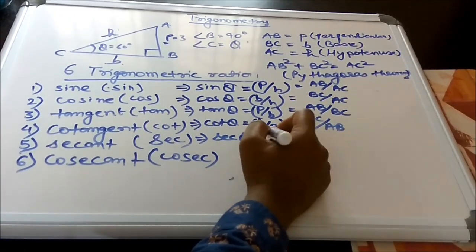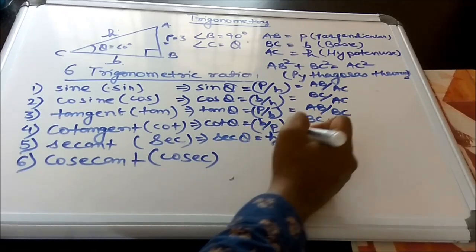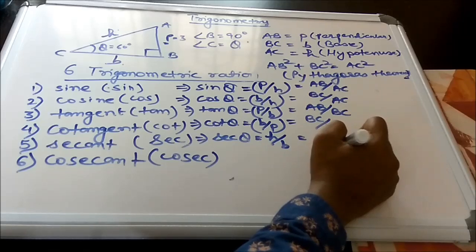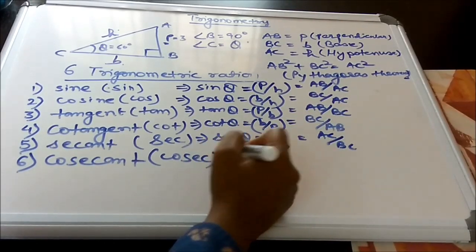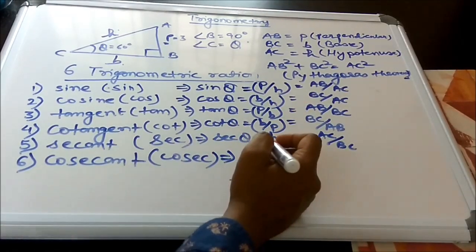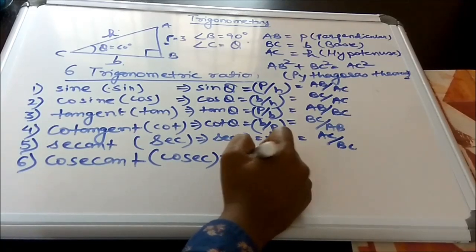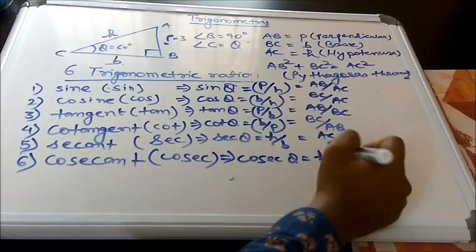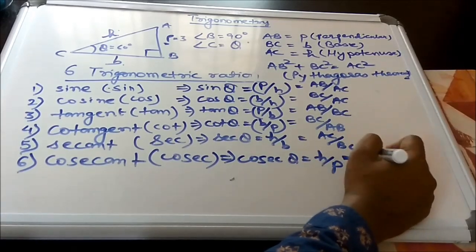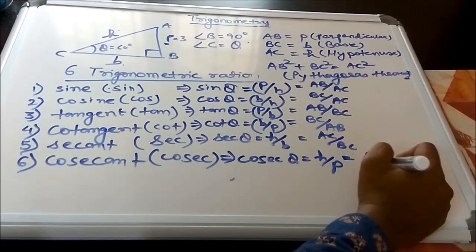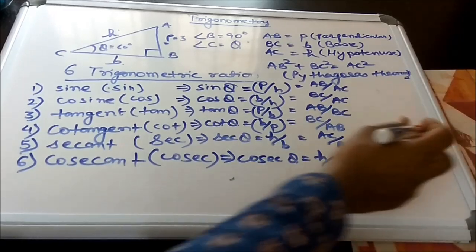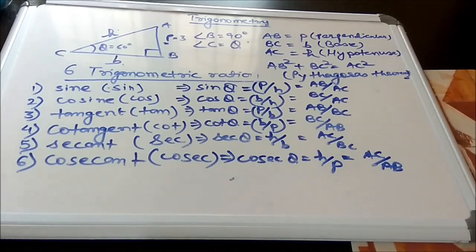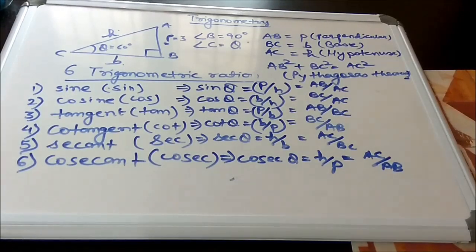The value of sec theta will be hypotenuse by base. Hypotenuse is AC, base is BC. The value of sixth trigonometric ratio, that is cosec theta. Cosec theta is H by P, hypotenuse by perpendicular. Hypotenuse is AC. Perpendicular is AB. So these six are the value of trigonometric ratios.